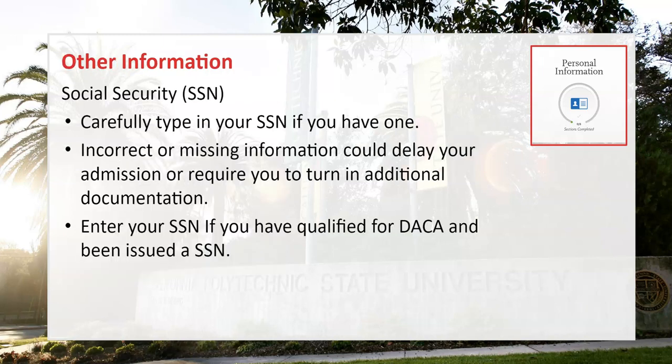Carefully type in your social security number. This is very important. Make sure you're not transposing a number. This is what links to your financial aid, and it's just going to cause more work to fix it if you accidentally mess that number up. Enter your social security number if you have qualified for DACA and have been issued a social security number. If not, go ahead and leave that part blank.